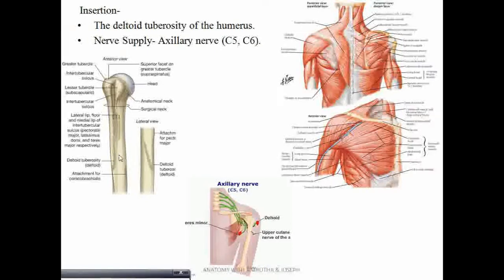Nerve supply is by the axillary nerve, root value C5 and C6. Axillary nerve is coming from the brachial plexus. So, the origin of deltoid, anterior view, posterior view, and insertion to the humerus.